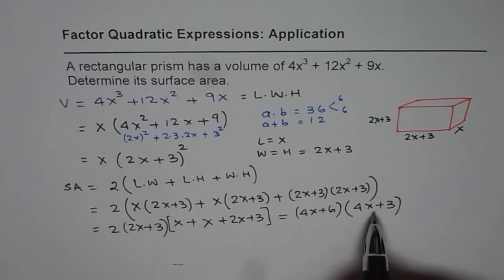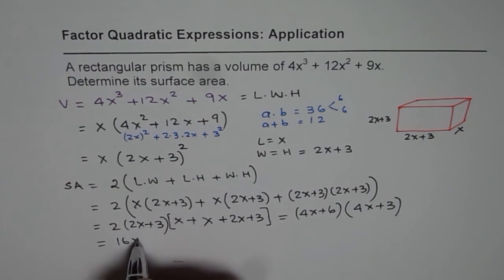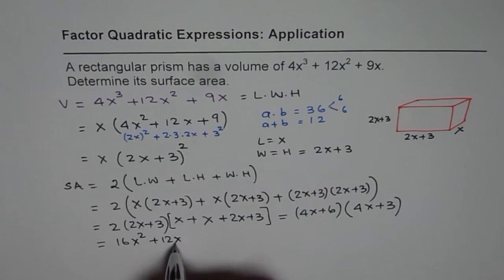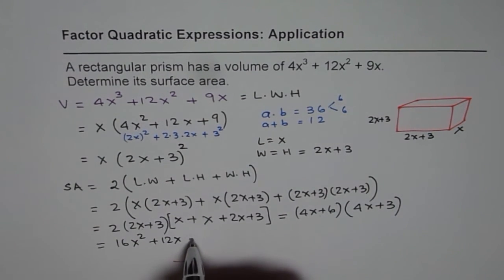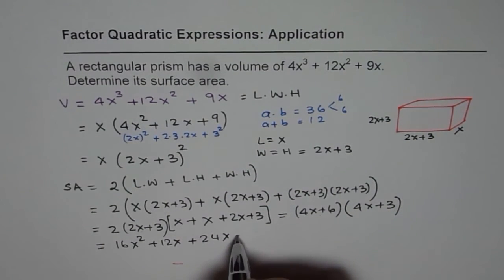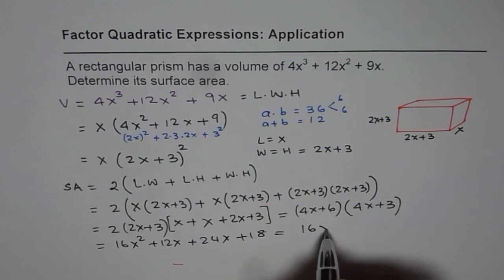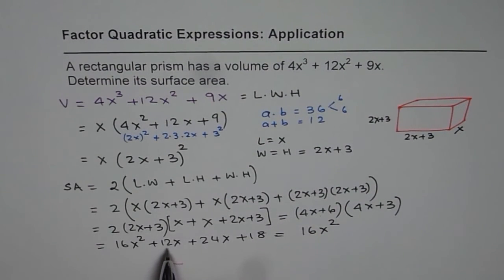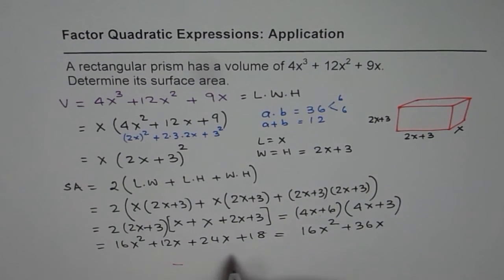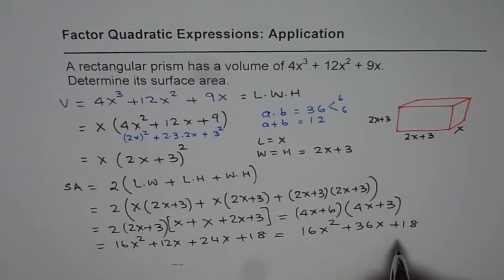Now we can expand it. So 4x times 4x gives us 16x squared. 4x times 3 is plus 12x. 6 times 4x is 24x. 6 times 3 is 18. You can combine these terms. We get 16x squared, and 12 plus 24 is 36x, plus 18. So that becomes the surface area.